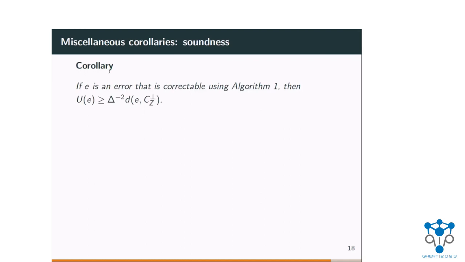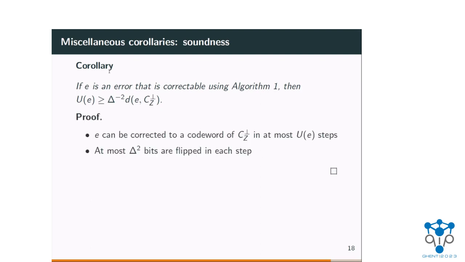Okay, so let's talk about some corollaries of the fact that we have this decoder. The first is the soundness property of the code. This says that if we have a correctable error using our algorithm, in particular if the error is sufficiently low weight, then the potential of the error is lower bounded by the distance of the code space. The proof is that it takes at most u of e steps to get to zero potential, and each step only delta squared bits are flipped, so the total number of flips is at most delta squared times u of e. Pretty simple proof.